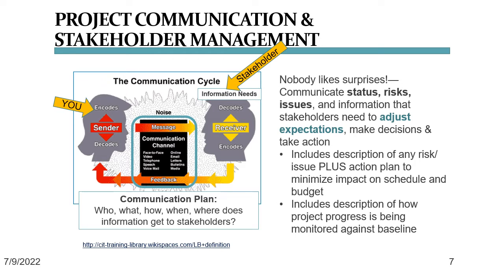Why do we need to plan all of this? Because nobody likes surprises, especially bad ones. That's why it is so important to communicate status, risks, issues, and any information that stakeholders need to adjust expectations, make decisions, and take action very quickly. Now, when you communicate a risk or an issue, always make sure you have an idea of how to minimize the impact on your project schedule and budget, and know where your project stands in comparison to the approved budget and schedule that is the baseline.